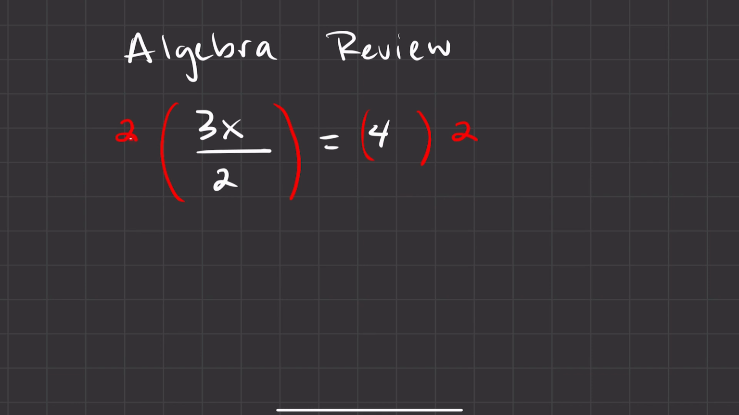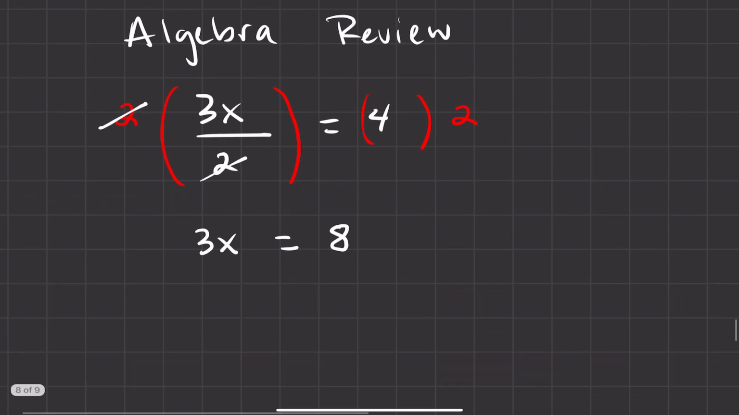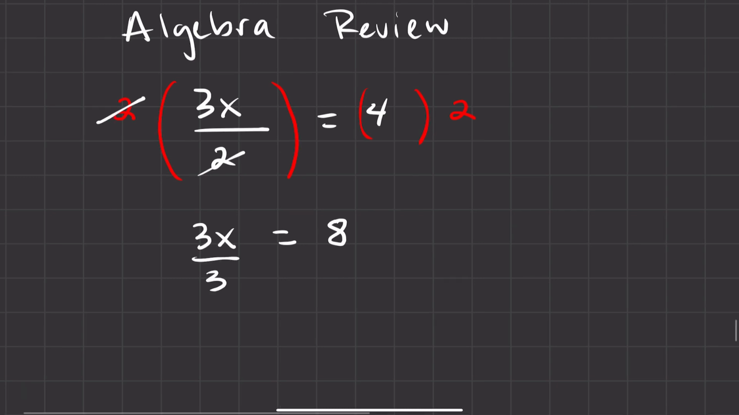So what happens to these two 2s? Well, they cancel, so they go away. I'm left with 3x by itself, and I set that equal to 4 times 2. 4 times 2 is simply 8. Now I have 3x, which is the same thing as saying 3 times x. The opposite of multiplication is division, so I need to divide both sides by 3. So x is equal to 8 divided by 3.